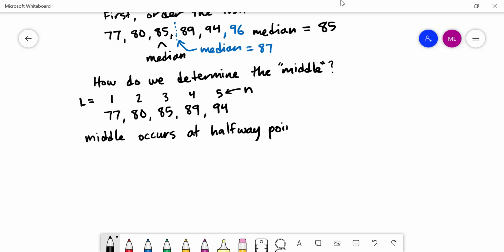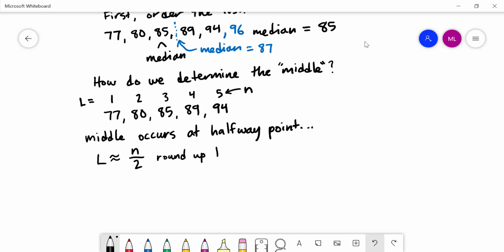And when I say the halfway point, I mean L is going to be approximately n divided by 2. Take half of the value of n. In this case, n was 5, so n over 2 gives me 2.5. But there is no 2.5 position in the list, and instead I have to round up to, in this case, 3.